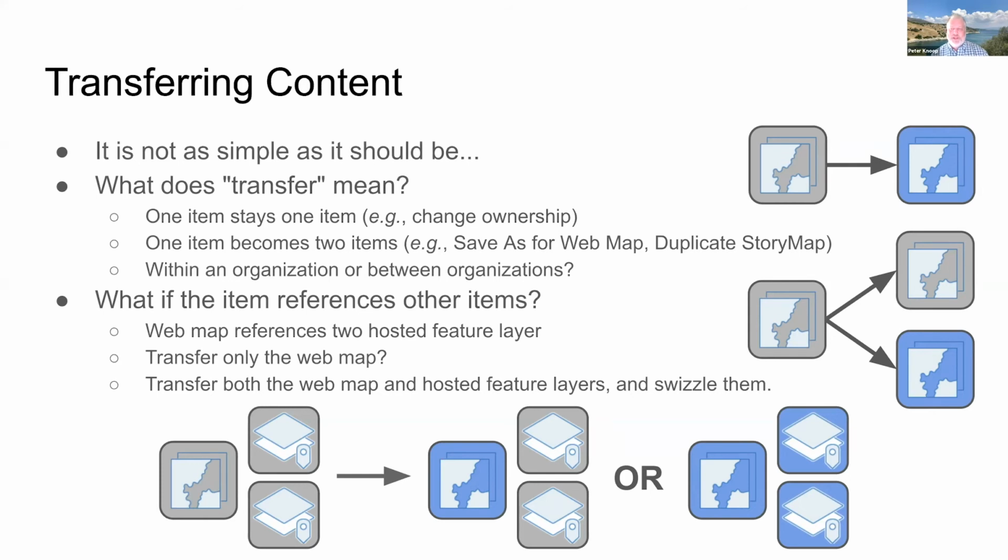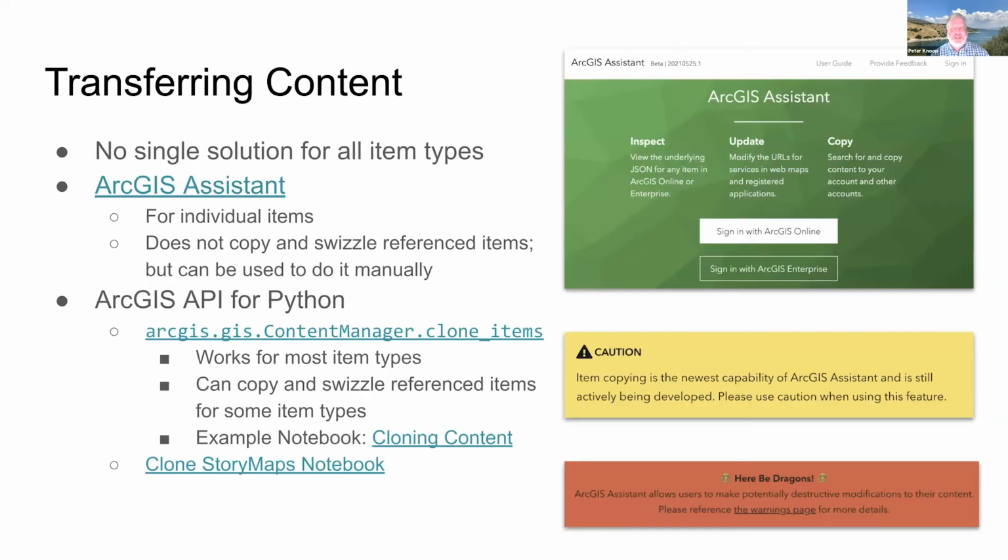It gets more complicated with a lot of the cool things you can do in ArcGIS, because of course you have things like web maps, which can reference hosted feature layers. So when you talk about transferring the web map, do you want to transfer only the web map and it'll still point to the original two feature layers? Or do you want to transfer both the web map and those hosted feature layers so that you have copies of each, and then the web map has to be swizzled so that it points to the new feature layers and not the old ones? So you can see this begins to get pretty complicated, especially as you deal with some of the more complicated item types in ArcGIS Online.